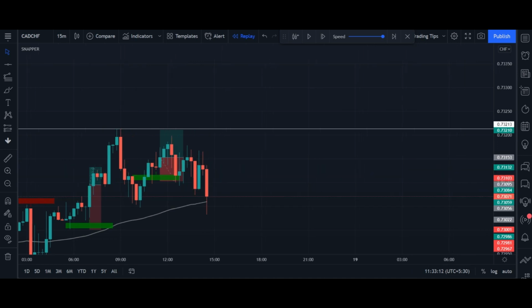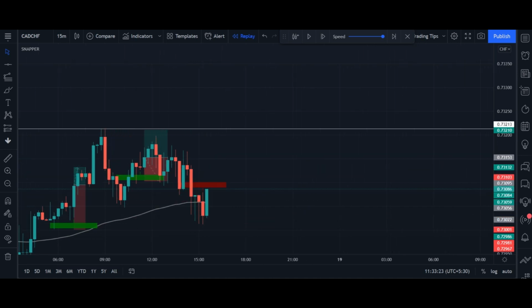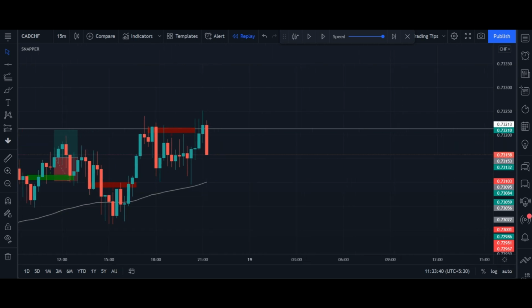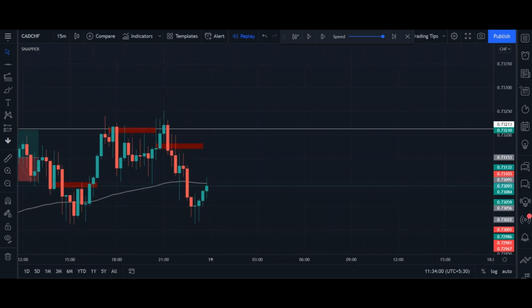Okay, let's move forward with the trend. Here we have a red sell signal, but wait, it is above the moving average line, so it is considered a false signal that we will not use.